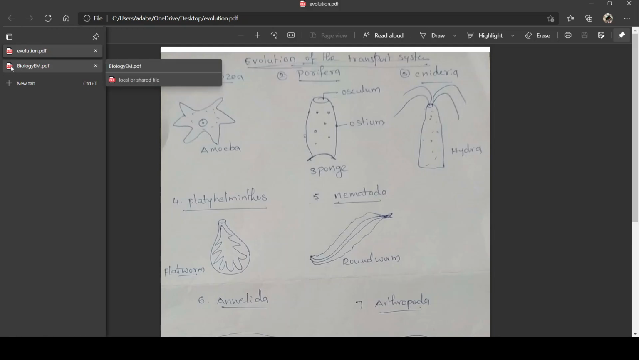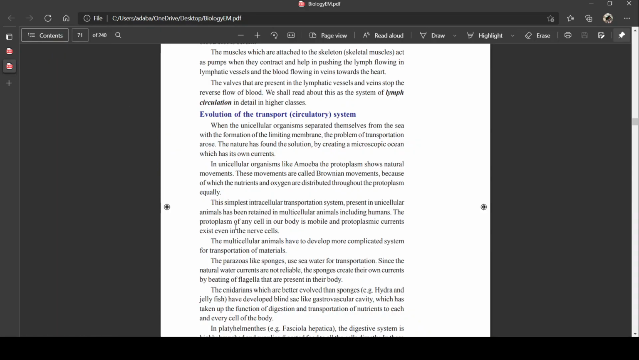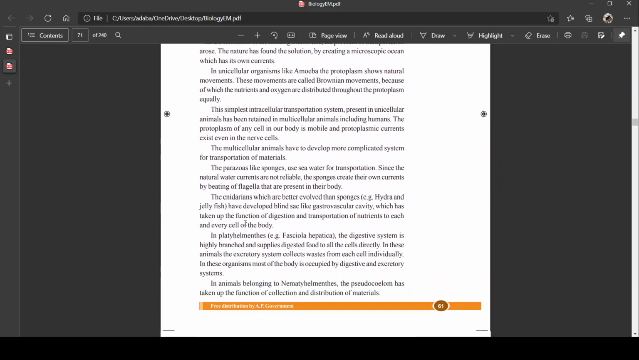Next, the third phylum is Cnidaria. The animals in the Cnidaria phylum are better evolved than sponges.